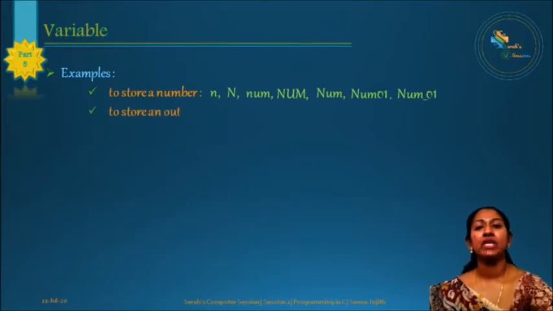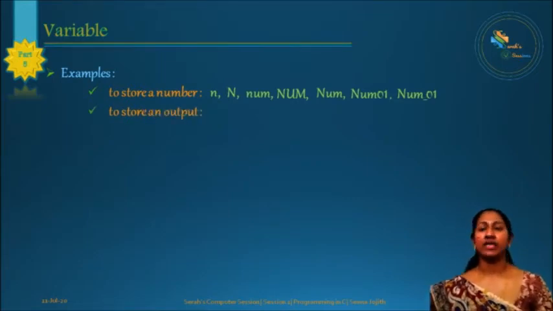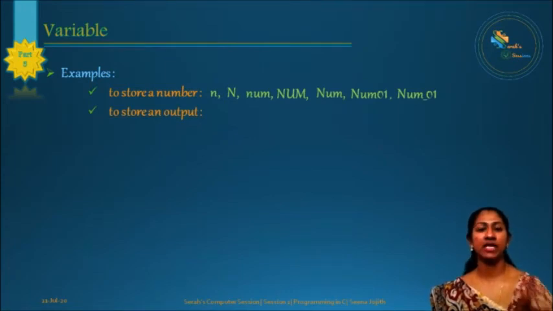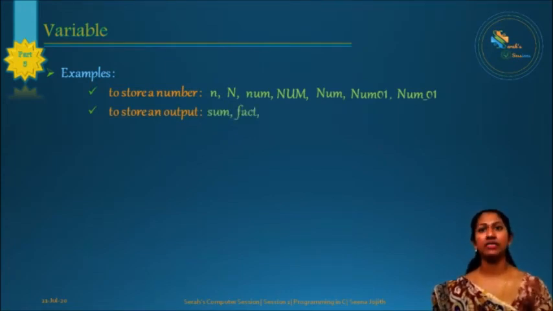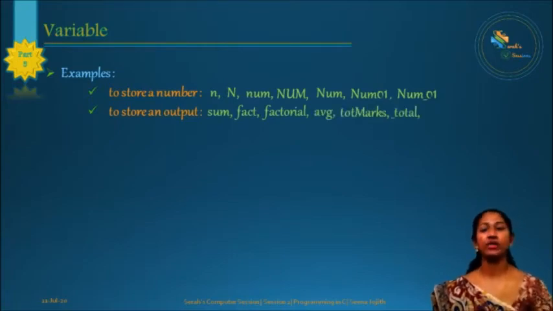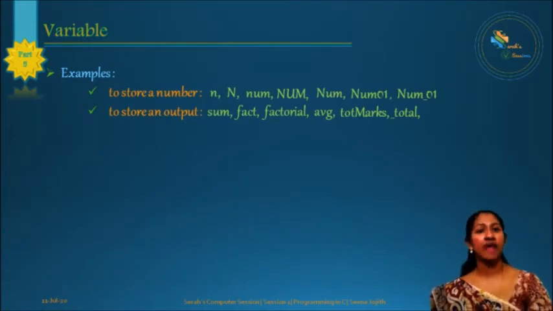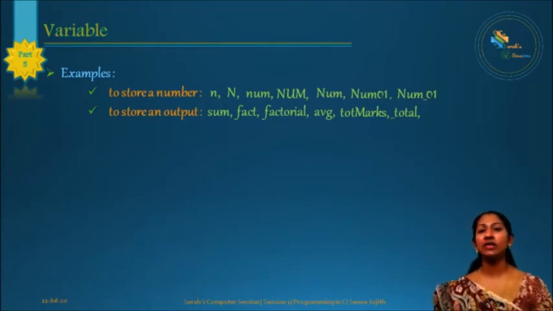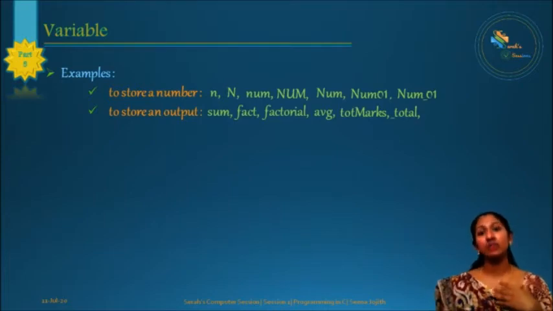To store an output, what can be the choices of variable names? Let's see. Sum to store sum, factorial to store factorial. You can use fact, you can use f, you can use average to store average, you can use tot marks to store the total marks of students, if the program demands that. It depends upon the program, you know.